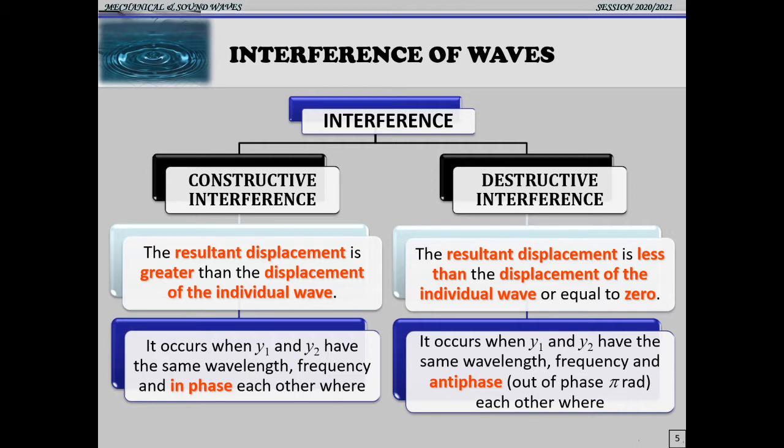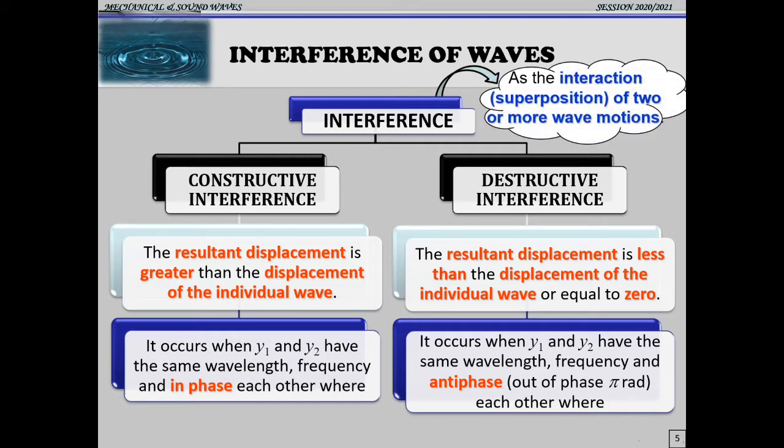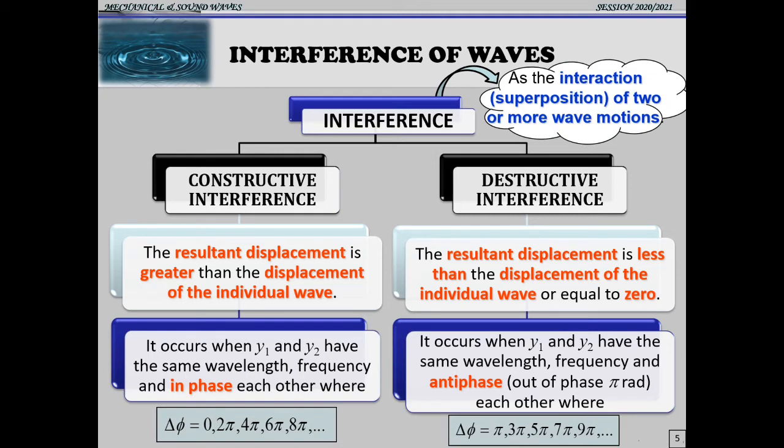Interference can be categorized into constructive interference and destructive interference. Interference happens as the interaction or superposition of two or more wave motions. Constructive interference happens when the resultant displacement is greater than the displacement of the individual waves. It occurs when y1 and y2 have the same wavelength, frequency, and are in phase with each other.